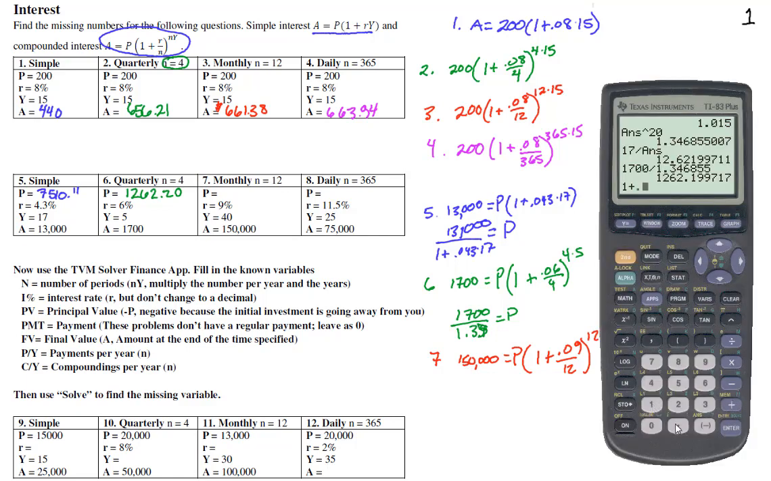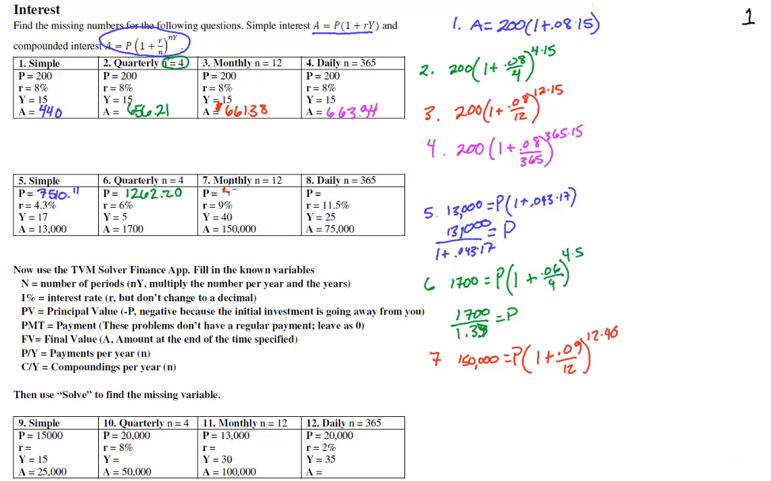1 plus 0.09 divided by 12. And enter that. Take that to the 12 times 40. That's 480 power. Whoa. And then we're going to take 150,000 divided by that number. So second answer. And we get 4153.99. Which is actually where you can see the power of interest.